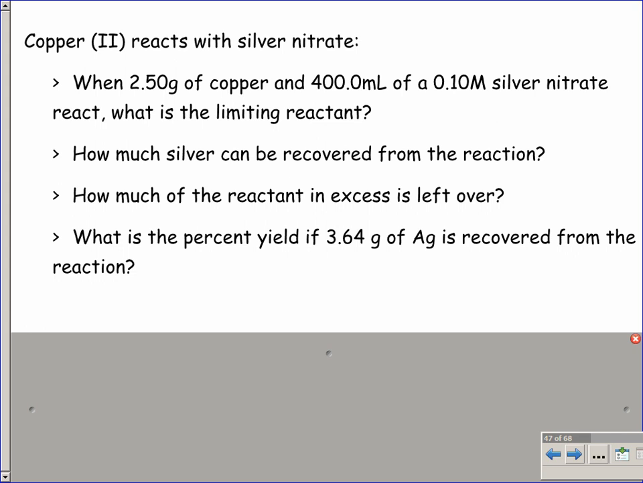Silver. So they're doing nitrates here. Oh, this nitrate is what? So we need the limiting reactant. This is silver.